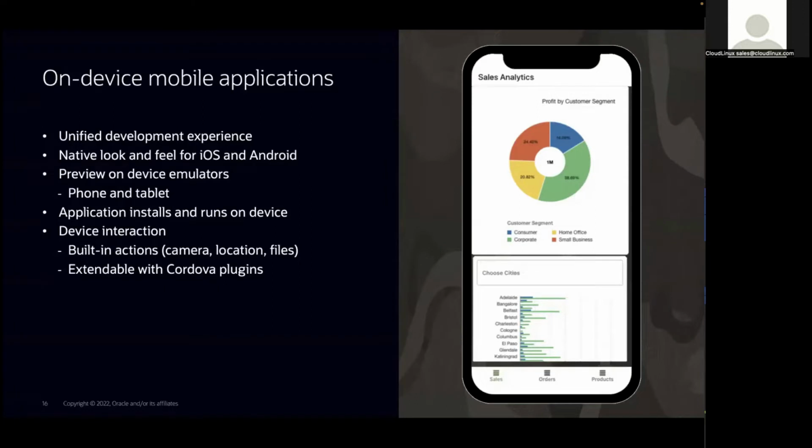In some cases, you might want to leverage other device capabilities. The pluggable Cordova plugin support will let you do just that. You can add Cordova plugins to your app and leverage them from our code.